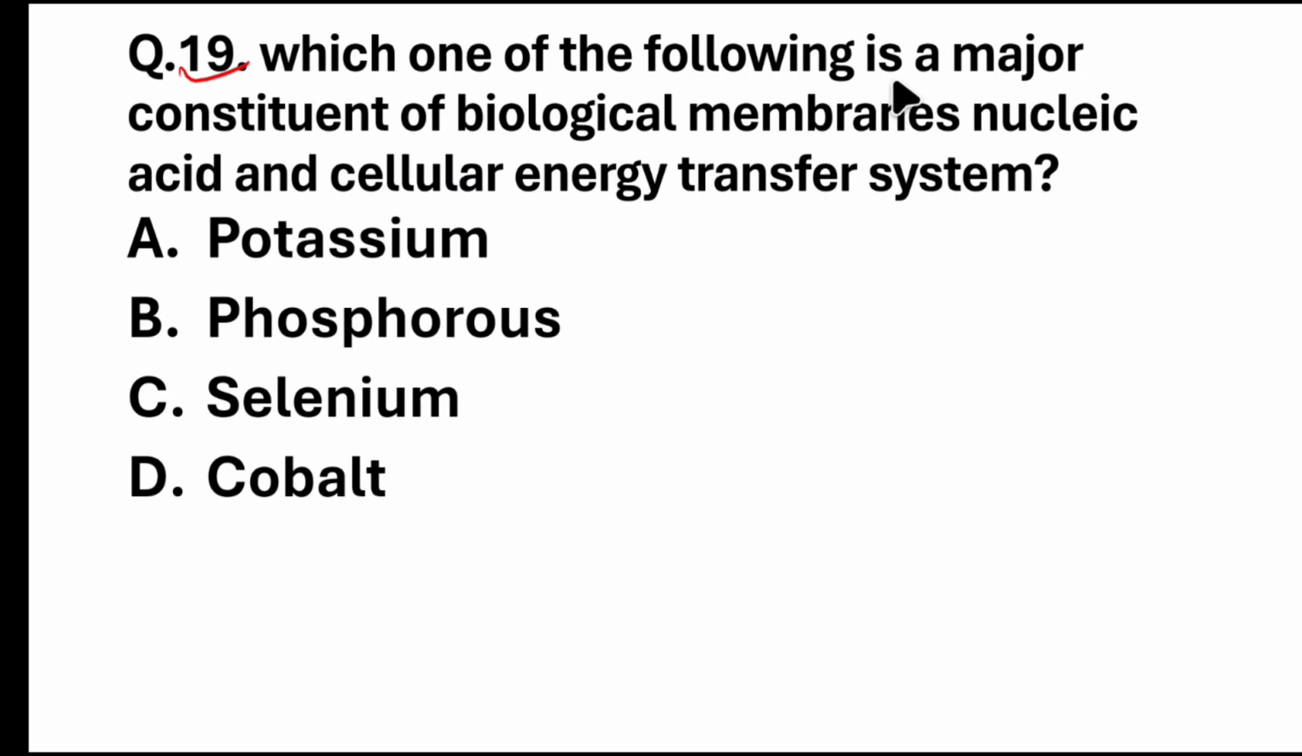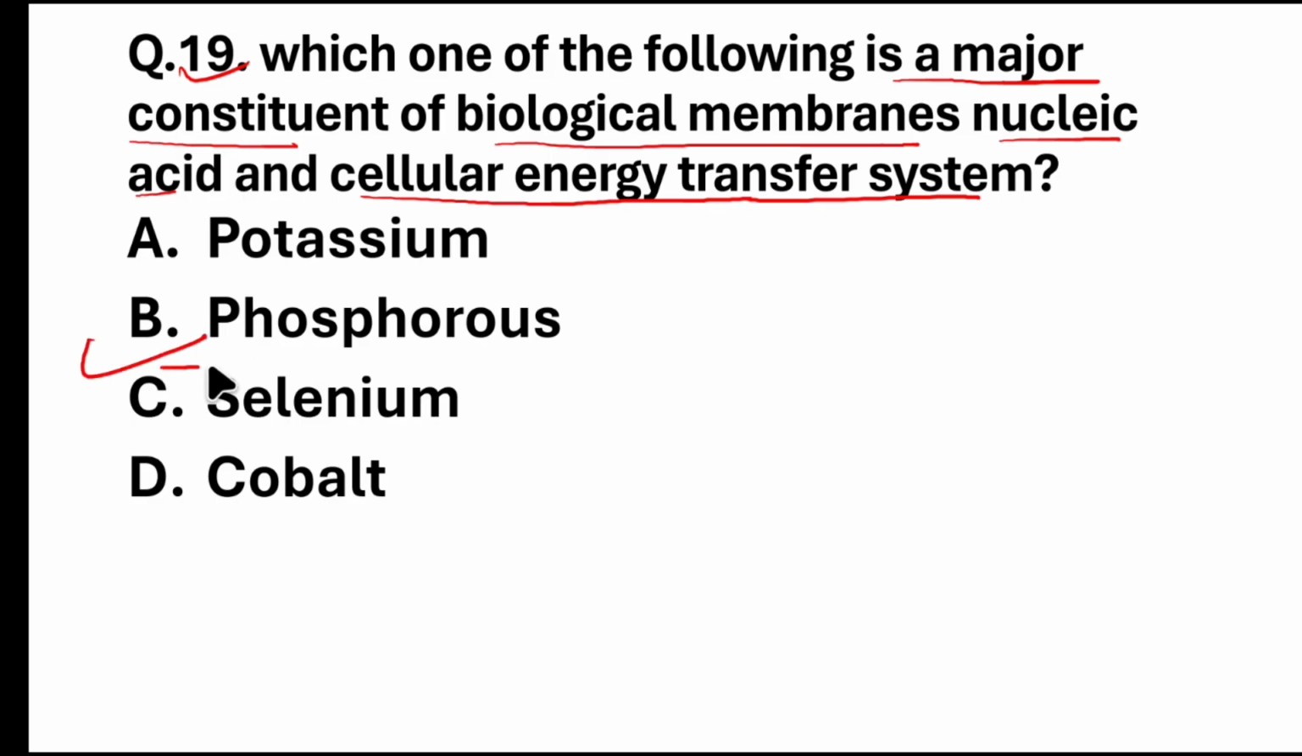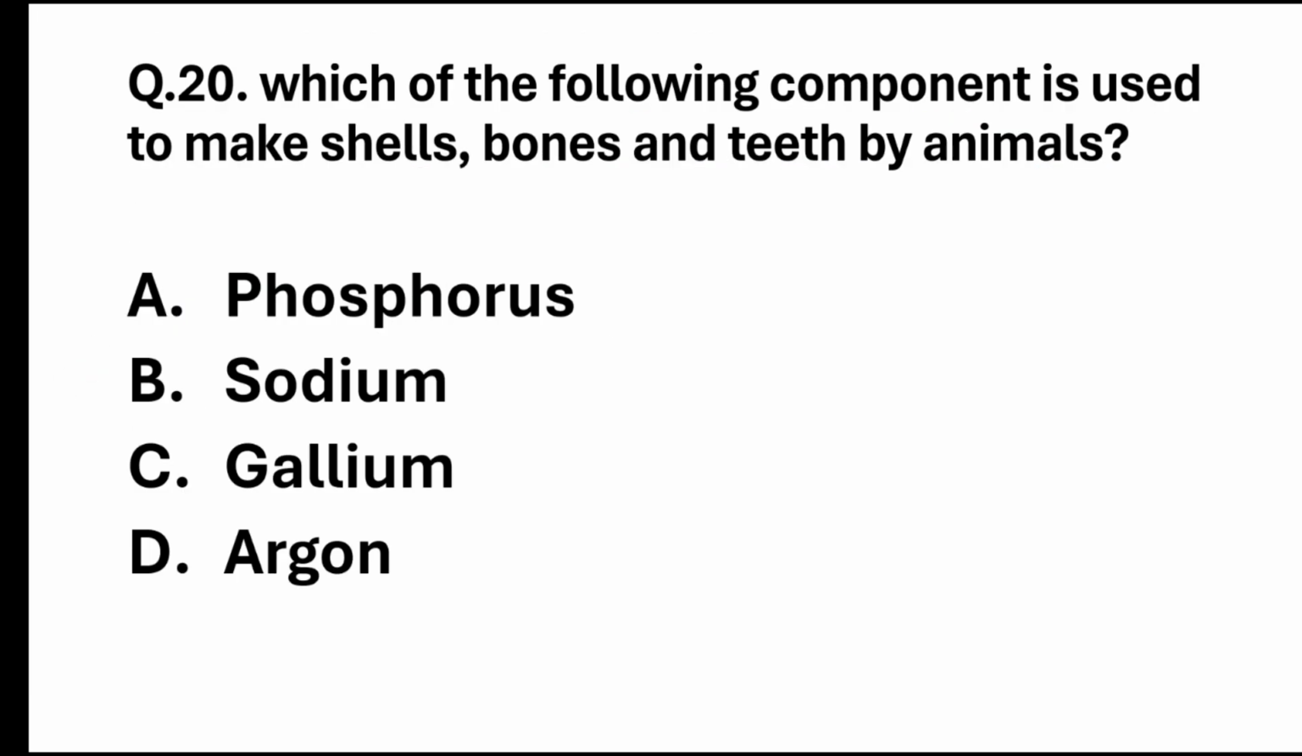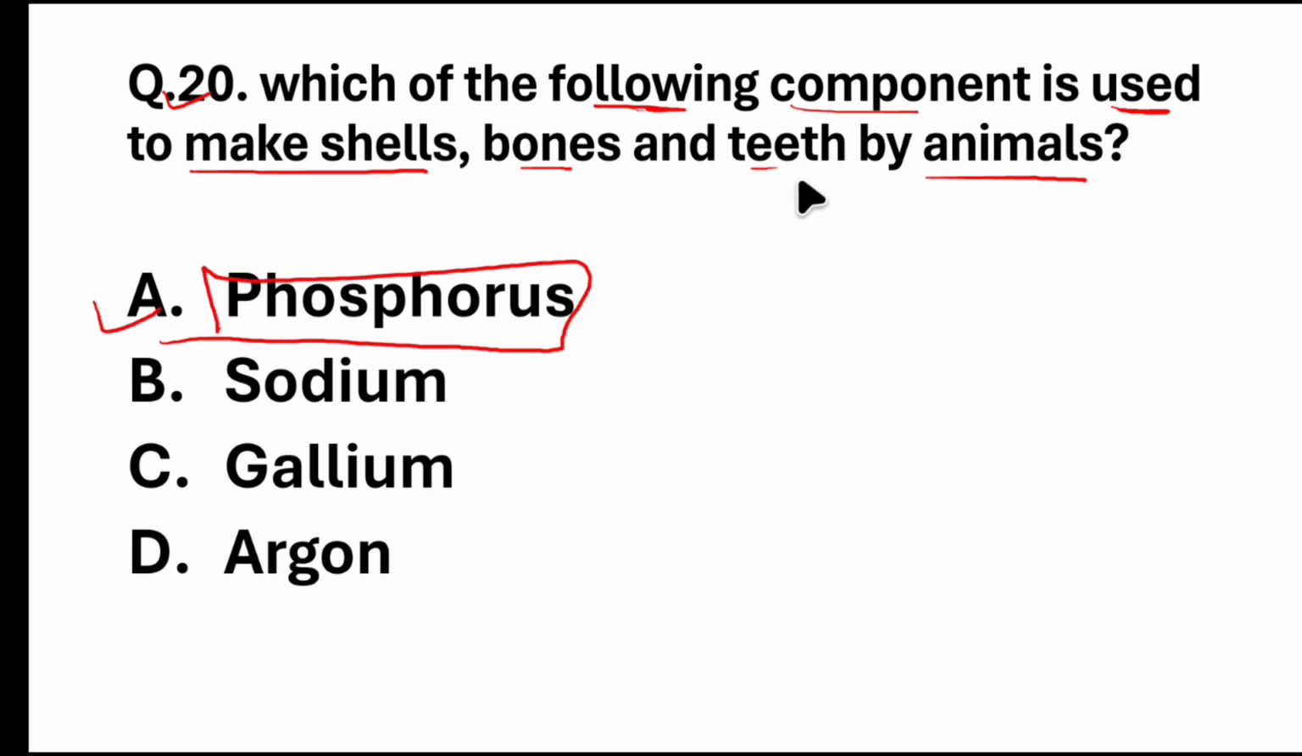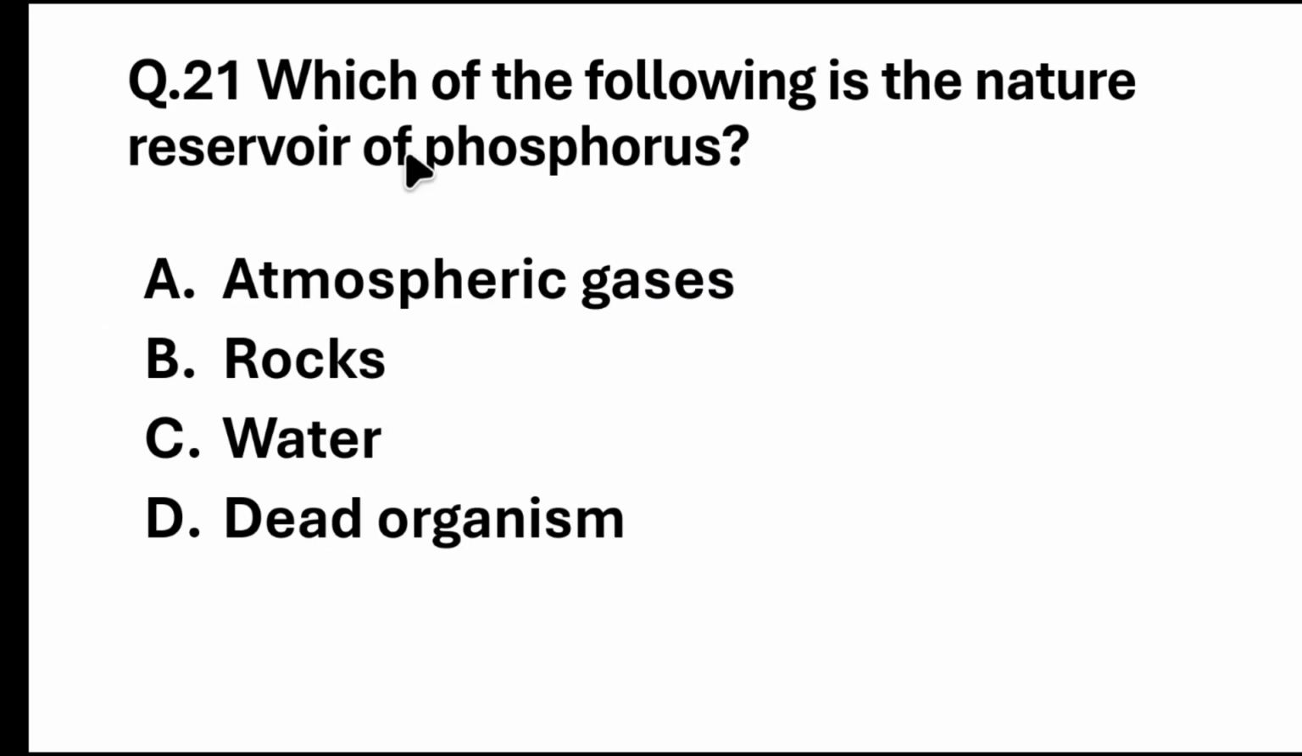Question number 19. Which one of the following is the major constituent of biological membrane, nucleic acid and cellular energy transfer system? Answer option B. Phosphorus is the major constituent of biological membranes, nucleic acid and cellular energy system. Question number 20. Which of the following component is used to make cells, bones and teeth by animals? Answer option A. Phosphorus is used to make cells, bones, teeth by animals. Question number 21. Which of the following is the natural reservoir of phosphorus? Answer option B. Rocks are the natural reservoir of phosphorus.